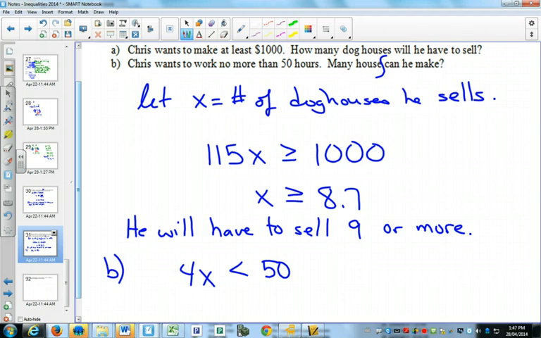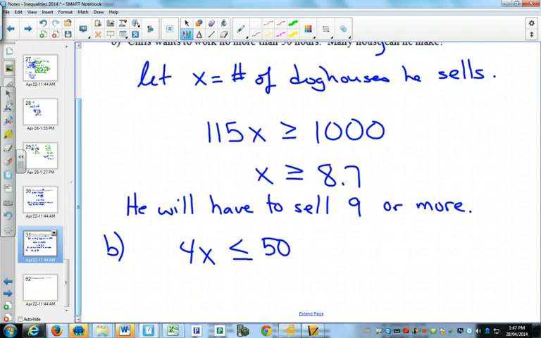No more than 50 hours. Could he work 50 hours? Does that statement say he's okay if he works 50? Yeah, just as long as it's no more than 50. So is 50 okay? Yeah, 50 is okay. Then you put in could be equal to. 50 hours and 1 minute, not good.